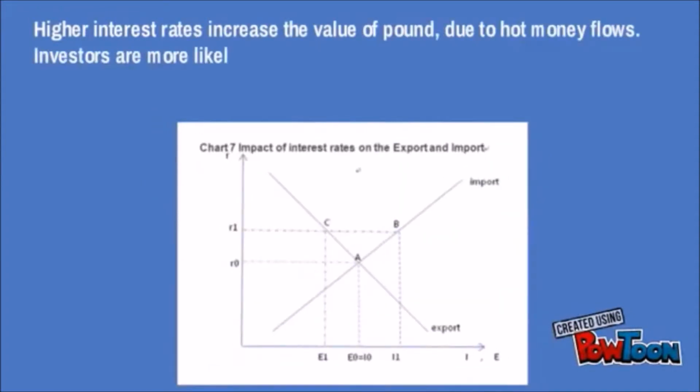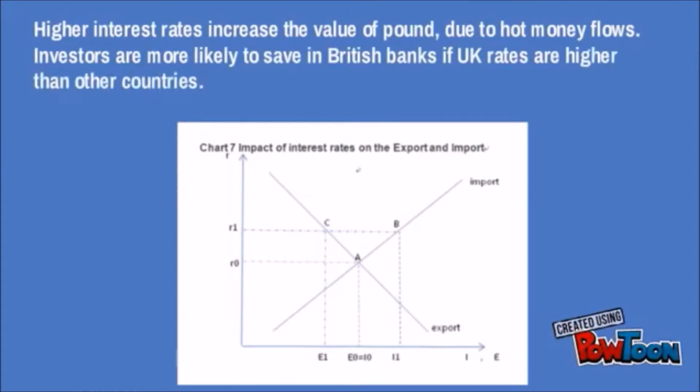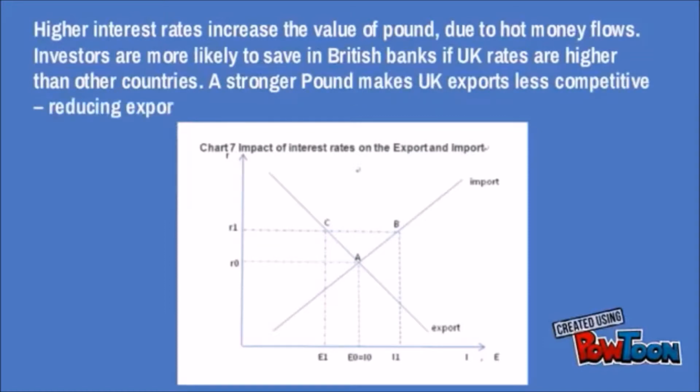Higher interest rate increases the value of the pound due to hot money flows. A strong pound makes UK exports less competitive, reducing exports and increasing imports.